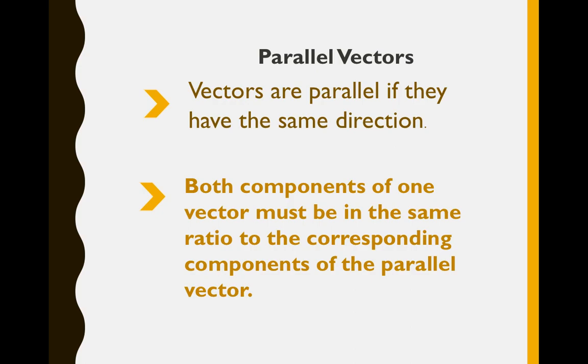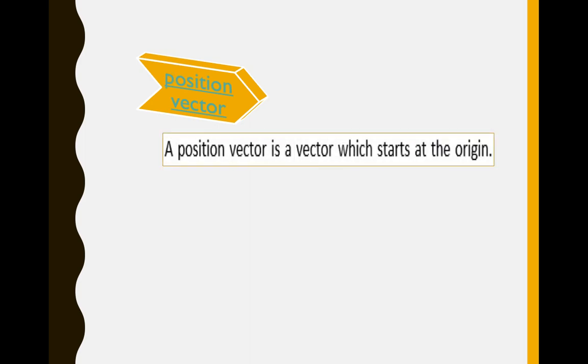Now, in the previous video I spoke to you about position vectors also. What is a position vector, students? A position vector is a vector which starts at the origin. That is, a position vector is given in relation to the origin, relative to the origin O. That means a position vector OA gives the position of A relative to its origin O. The origin is represented with O. A position vector is a vector which starts at the origin.